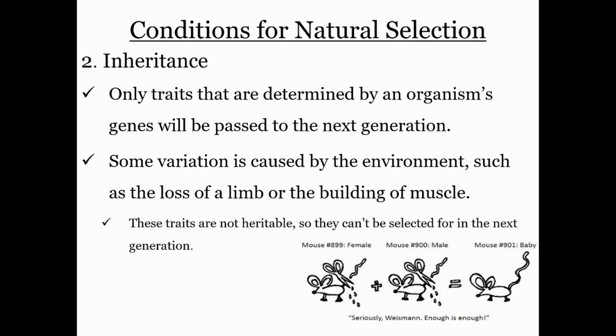Some variation can be caused by the environment, such as losing a limb or building up muscle, but those traits are not inherited, and so they're not going to be selected for in the next generation. For example, I naturally have brown hair. If I go and dye my hair purple, my children will not have purple hair. They'll have brown hair. So in order for natural selection to work through the generations, the traits that we're selecting for have to be selected for based on the traits that are actually being passed down to those next generations.